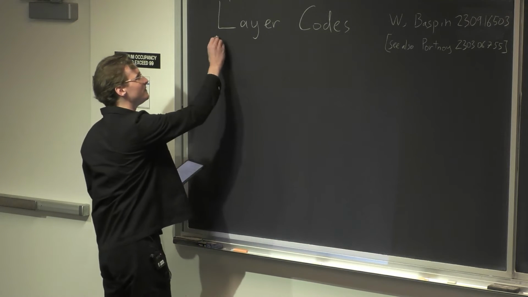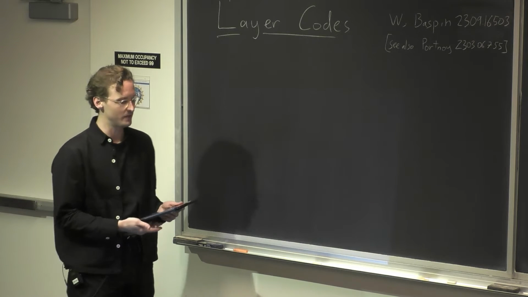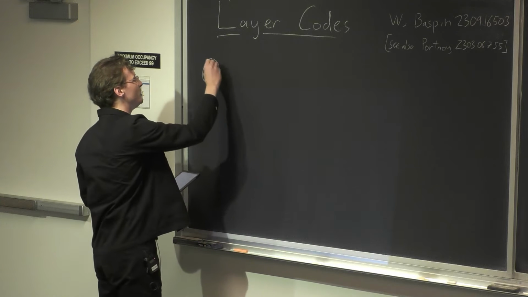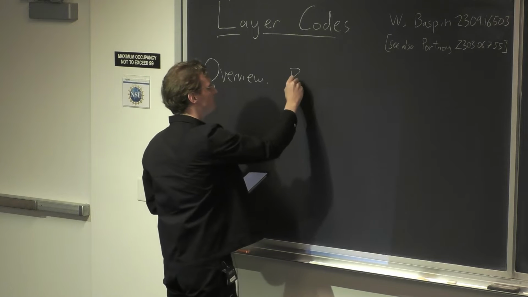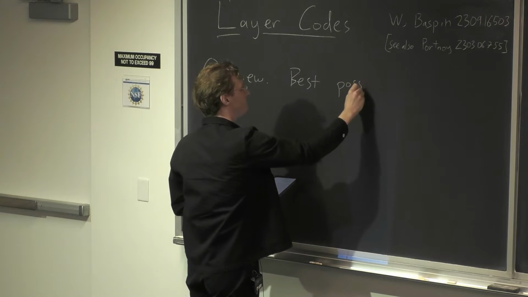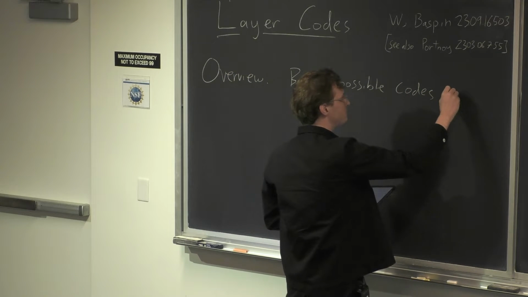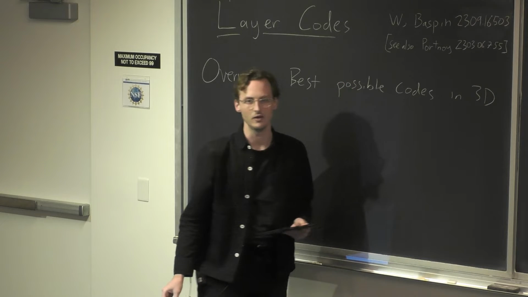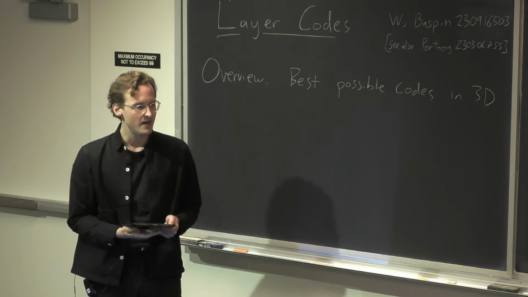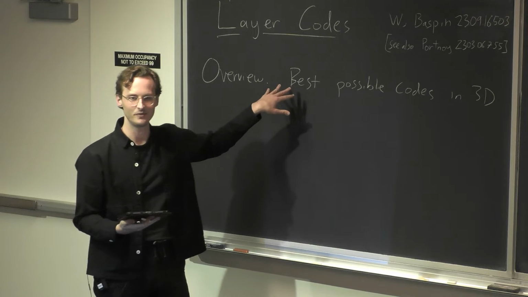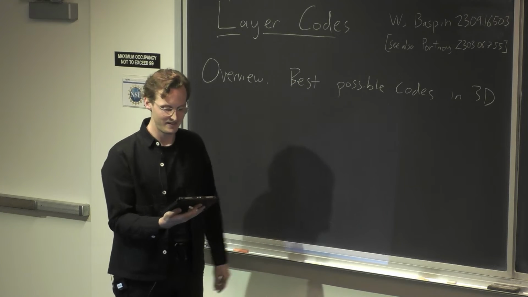Okay, so the thing I'm going to talk about is this new family of codes we recently made up called layer codes. The overview is that they are the best possible codes you can have in three-dimensional space if you have local checks. We'll get to definitions of all these things, but I will say this is an asymptotic statement. So we're living in asymptotic land here, not small-scale practical land.